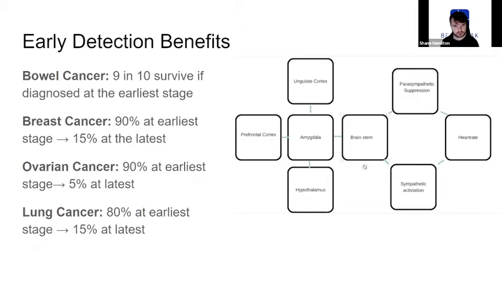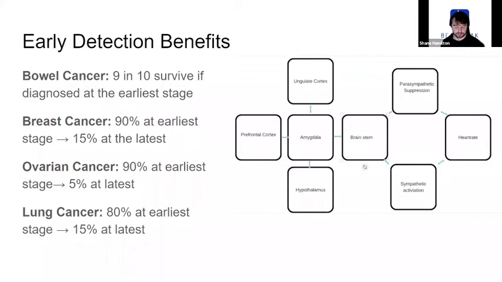Early detection is huge in medicine. Some statistics to back it up: breast cancer has a 90% survival rate when it's caught at an early stage, and it reduces to 15% at the latest stage. And it's the same for most cancers.